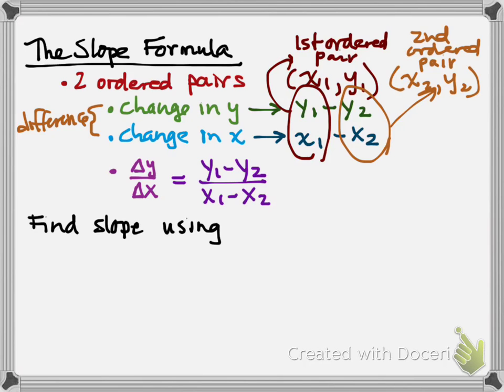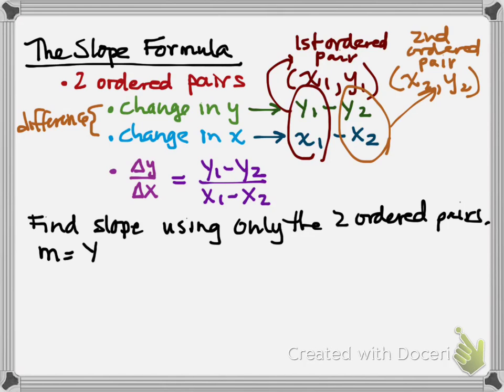So find slope using only the two ordered pairs. In other words, you can't draw a graph, and we can't make a table because there's only two things in it. So we're just going to try this formula. Slope equals, and I'm going to subtract my y's, and I'm going to divide it by the difference in my x's.